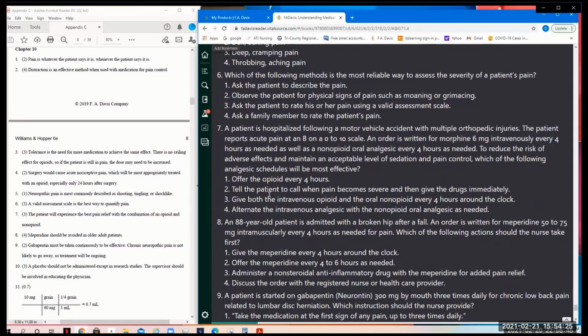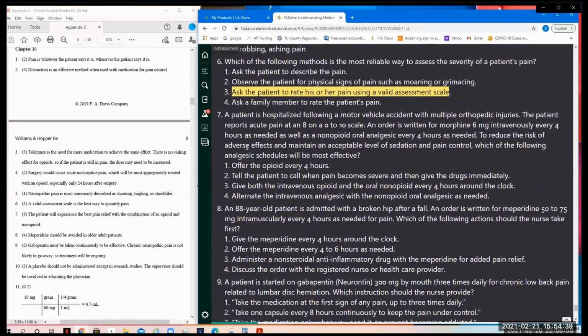And the answer is three, ask the patient to rate his or her pain using a pain assessment scale. A pain assessment scale is the best way to quantify pain.